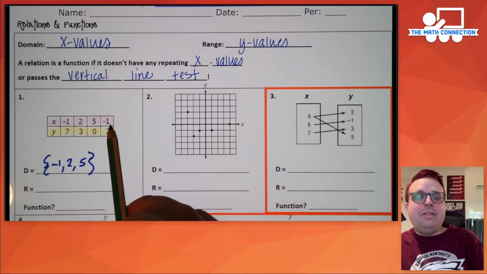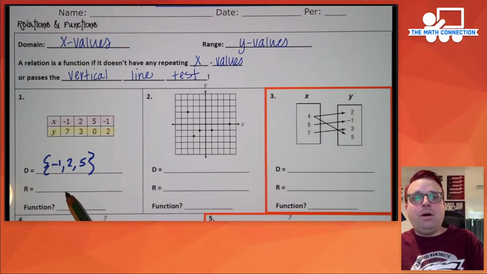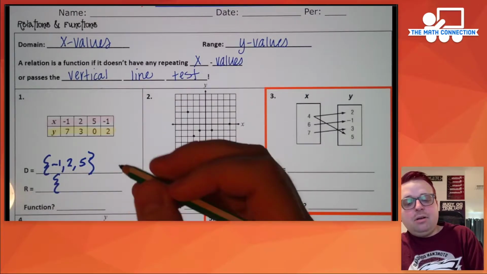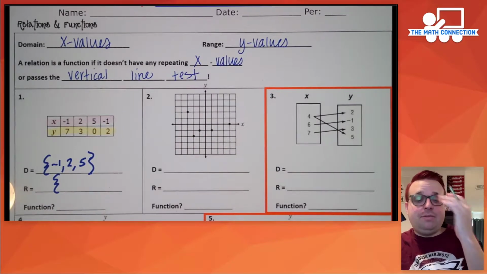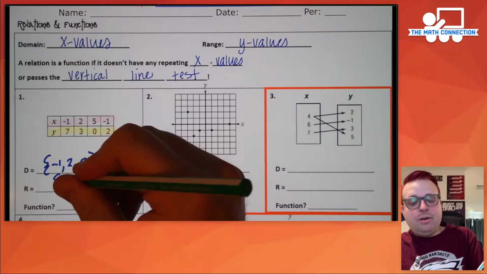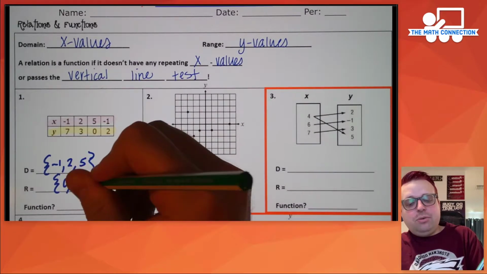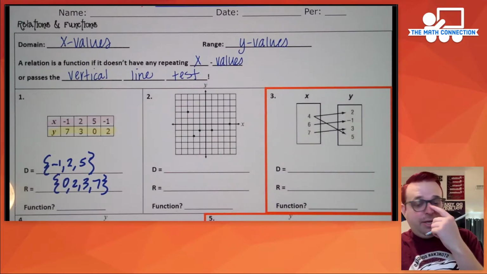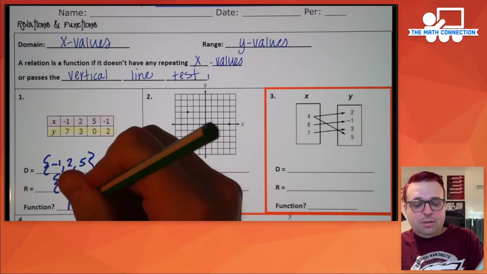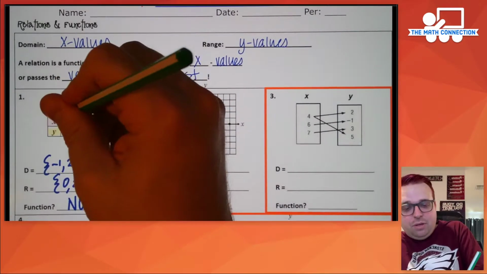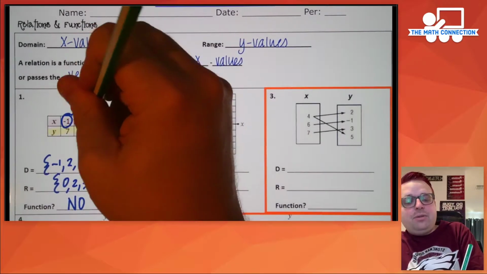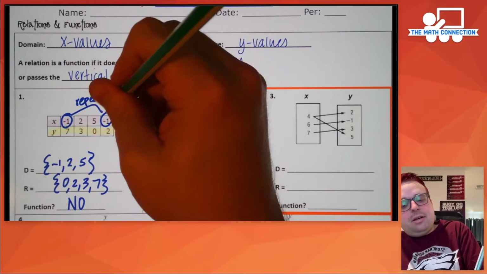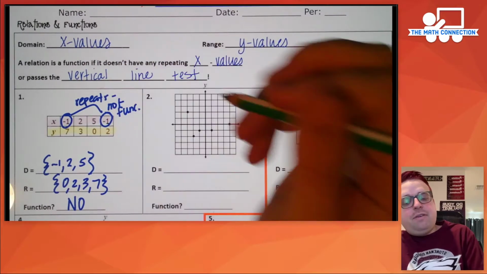And I'm not writing this other -1 again because I already wrote it once, okay? And my range is going to be, and I probably should put these from least to greatest. So my range is going to be 0, 2, 3, and 7. And this is going to be not a function. And it's not a function because if you look, these two x values are repeated. So it is not considered a function.